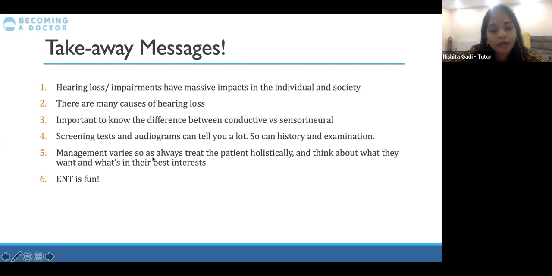And management varies. So as always, treat the patient holistically and think about what they would want and what's in their best interests. Okay. And also ENT is fun.